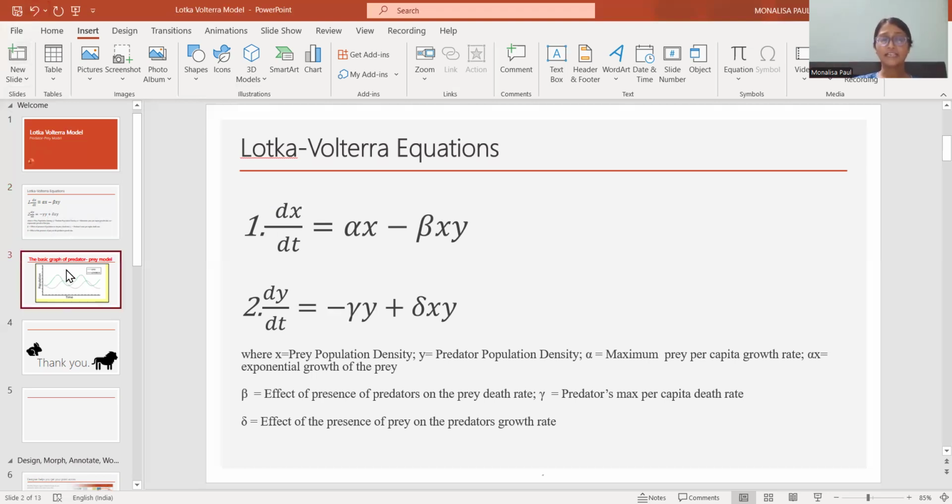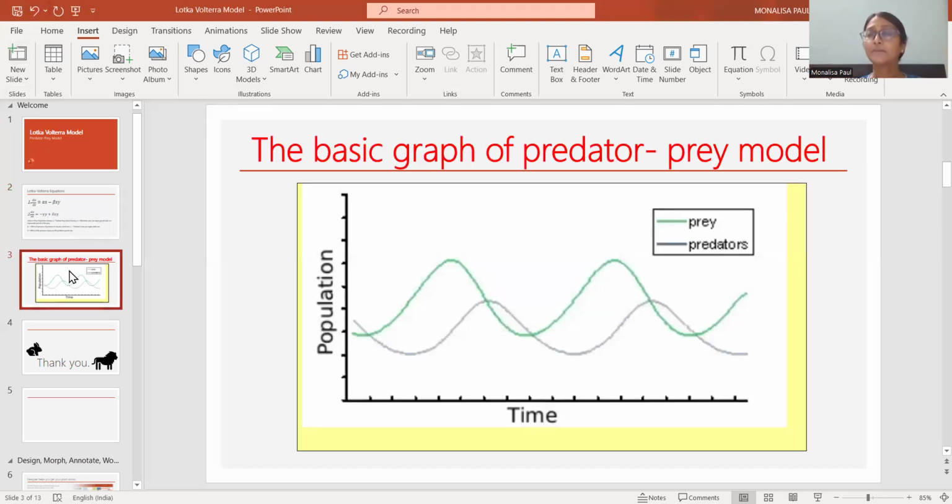Now, in the next slide, if you see the basic graph of the predator-prey model, on the x-axis time has been plotted, and on the y-axis the population of both prey, in light green, and predators, in gray. Now, when the population of prey is high, the population of predators has to be low. Definitely, if there are fewer lions or foxes, only then can the population of rabbits thrive and grow well. This is very, very important. You have to understand this.